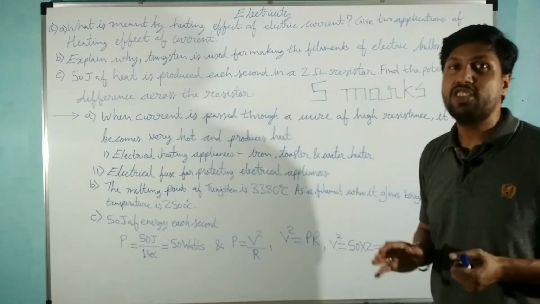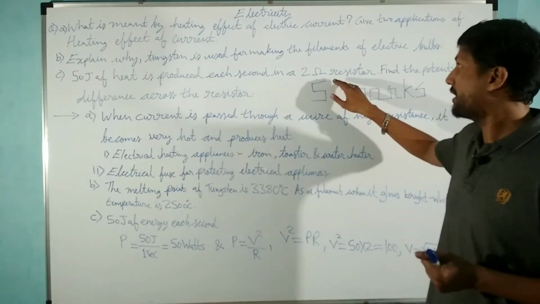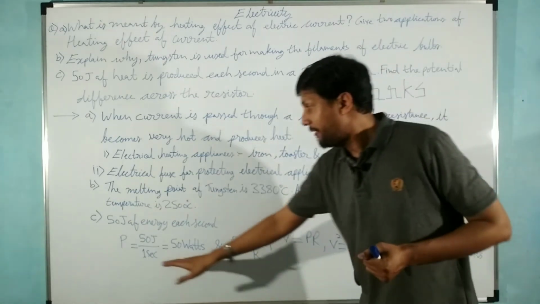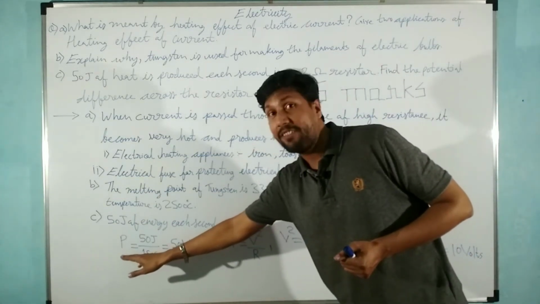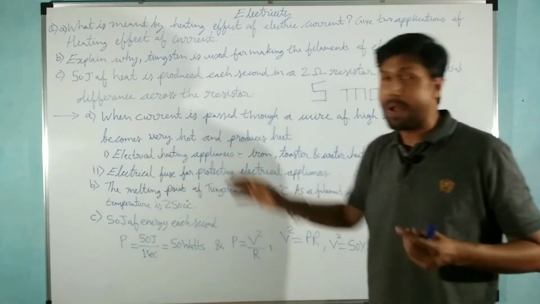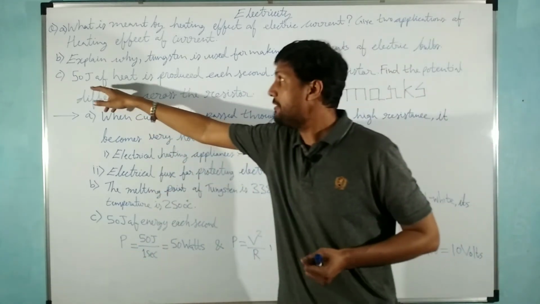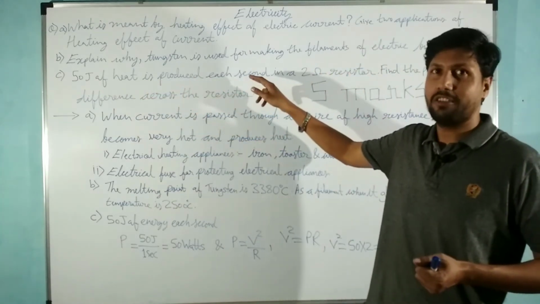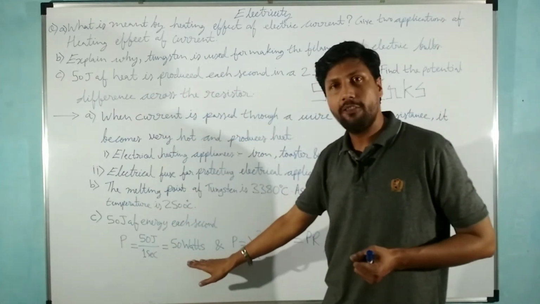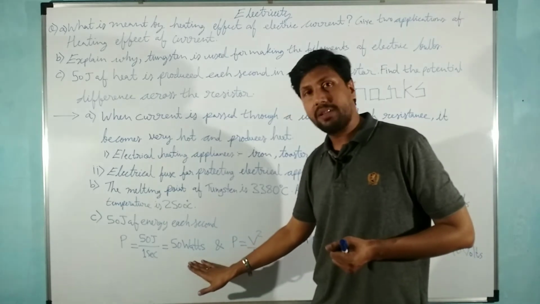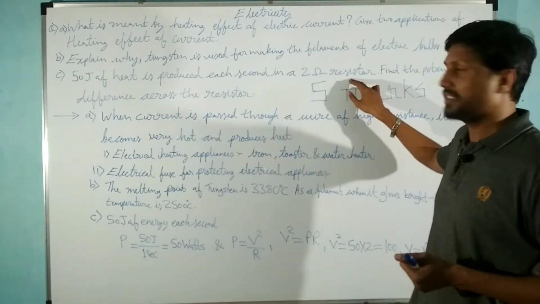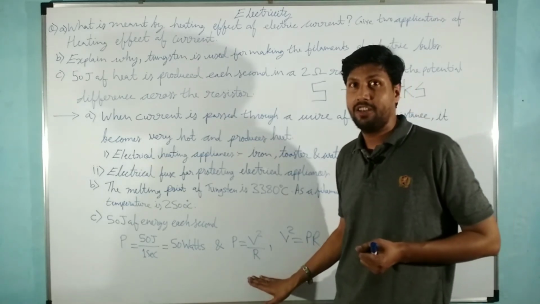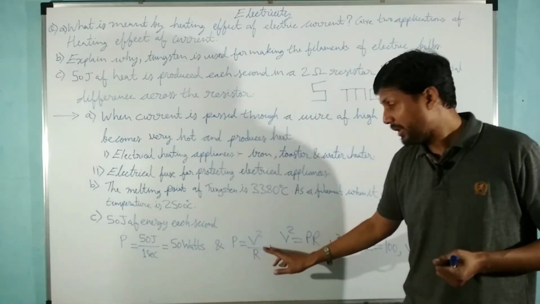Now, what we have to find is the potential difference. And the resistance is 2 ohms. What they have given indirectly is power, because they have said 50 joules of heat is produced each second, which itself means 50 watts of power. So power is given, and we also know the resistance. What we have to find is potential difference. So this is the relation, dear friends: P is equal to V square by R.